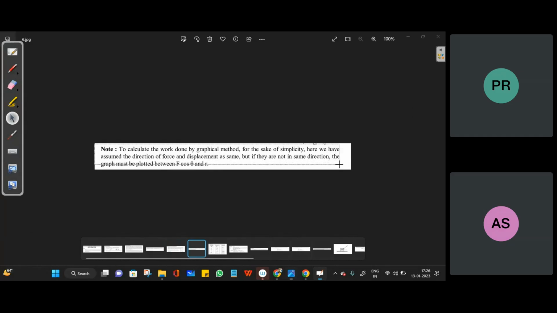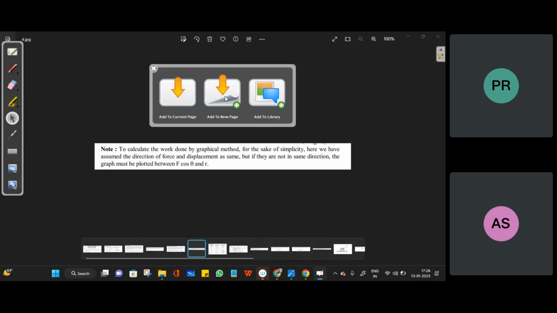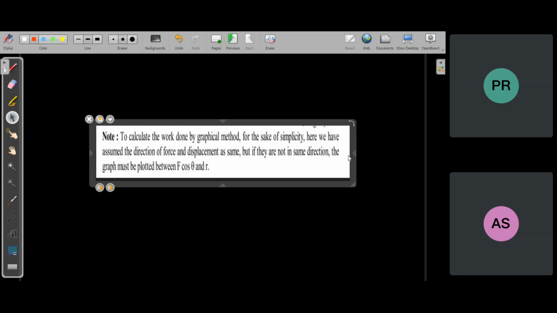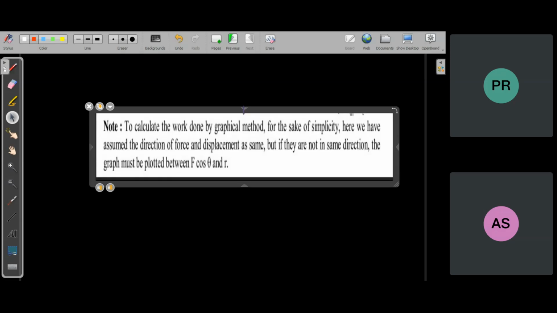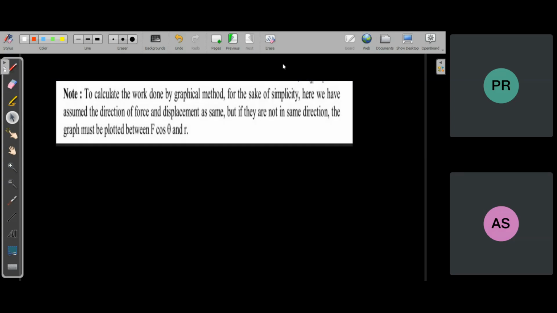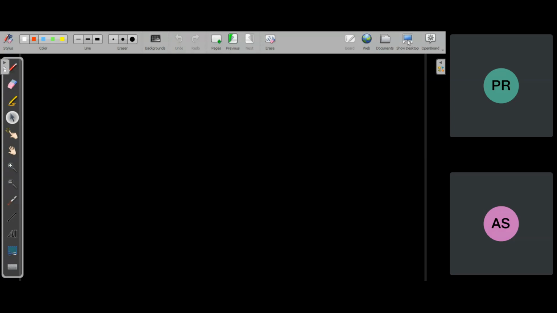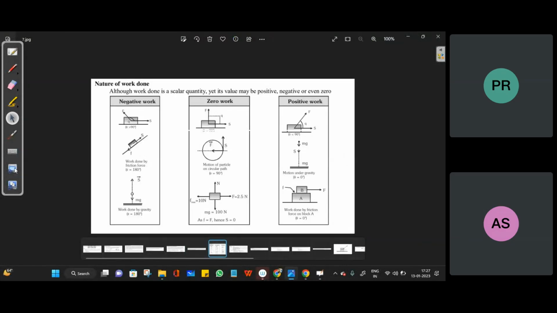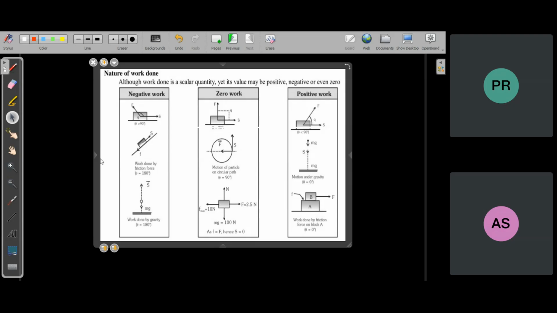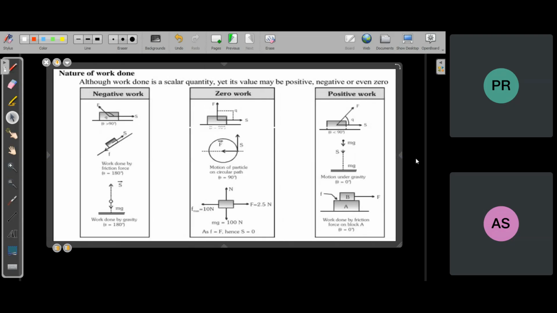Now, to calculate work done by the graphical method, for the sake of simplicity, we have to assume the direction of force and displacement are the same. But if they are not the same, the graph must be plotted between f cos theta and r, because only the f cos theta component does the work. And the f sin theta component, its work will be 0. Why 0? Because it is always perpendicular to the displacement.